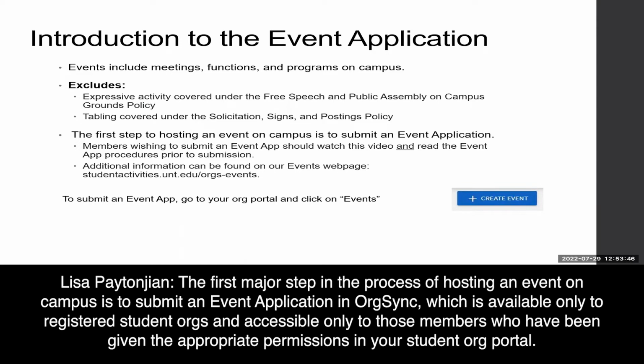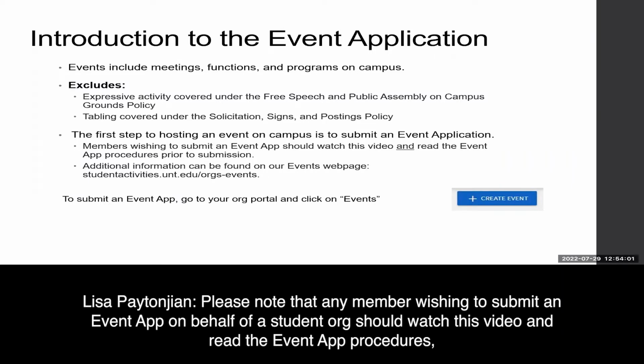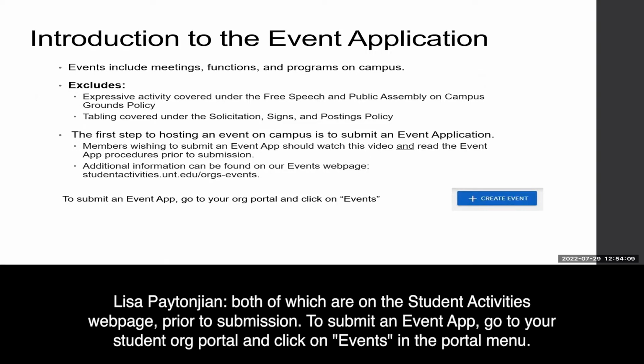The first major step in the process of hosting an event on campus is to submit an event application in OrgSync, which is available only to registered student orgs and accessible only to those members who have been given the appropriate permissions in your student org portal. Please note that any member wishing to submit an event app on behalf of a student org should watch this video and read the event app procedures, both of which are on the Student Activities webpage prior to submission.